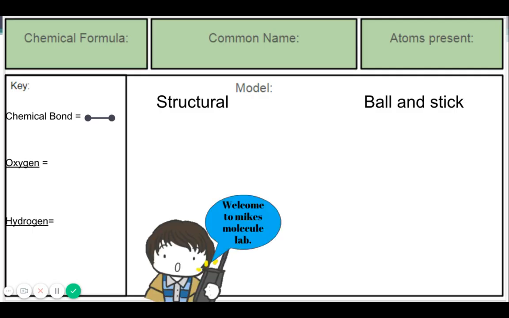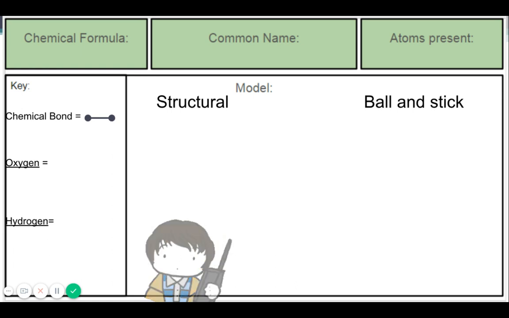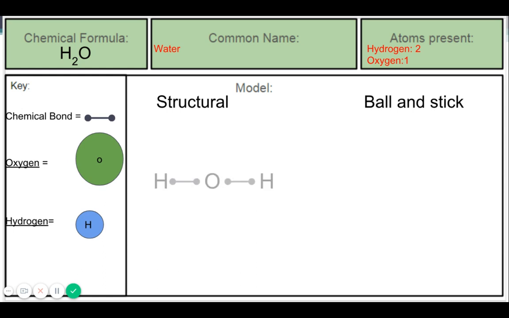Welcome to Mike's Molecule Lab. This is how to show simple molecules in different ways. The chemical formula is H2O. The common name is water. The atoms represent 2 hydrogens and 1 oxygen. The symbol for oxygen is a green circle with an O in it. And the symbol for hydrogen is a blue circle with an H in it. Here is the structural formula. And here is the ball and stick model.